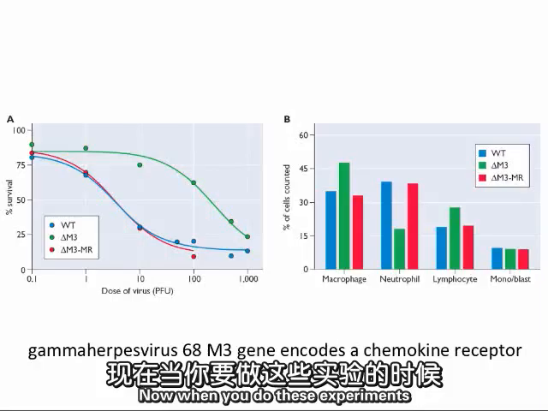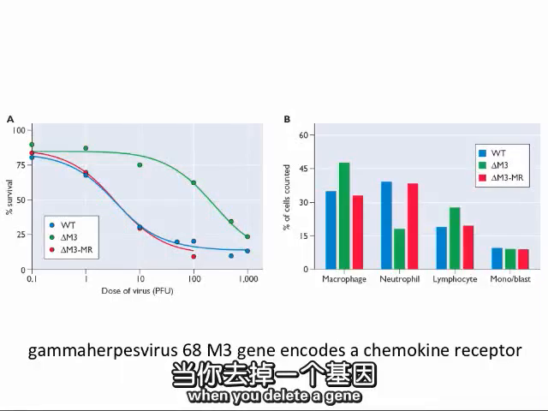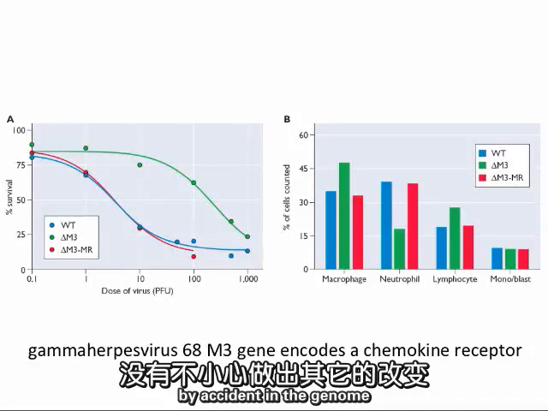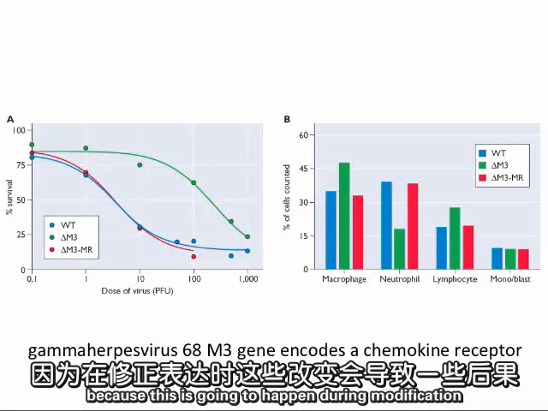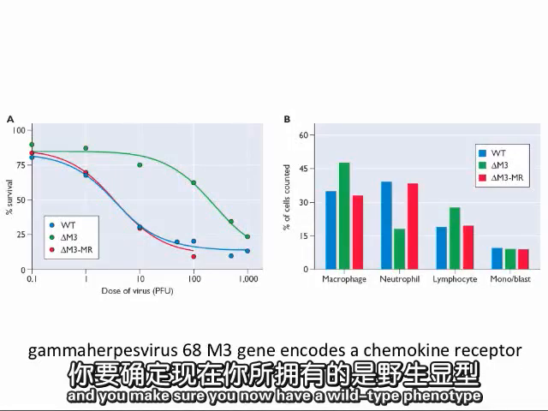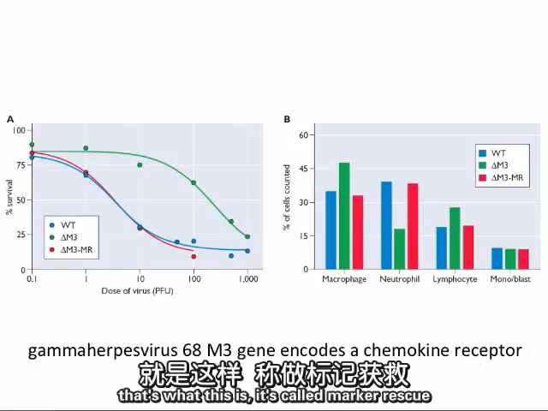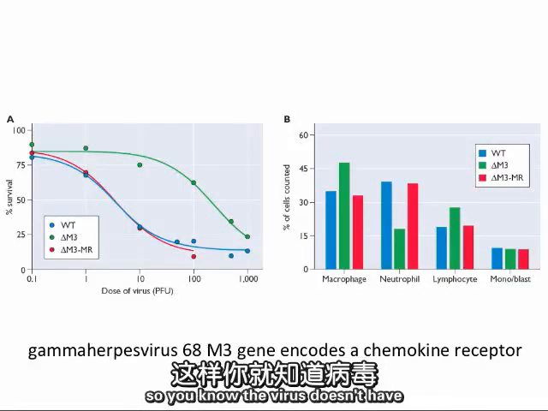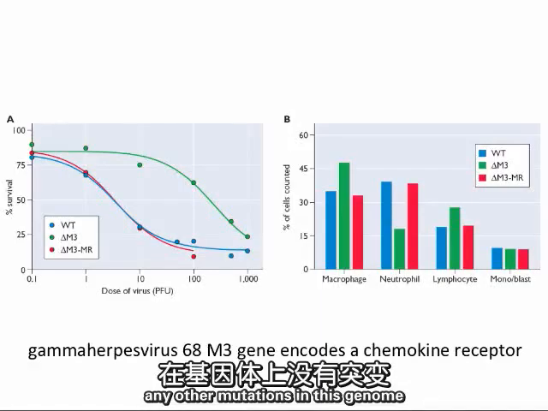Now when you do these experiments, when you delete a gene, you always want to make sure that you haven't made any other changes by accident in the genome, because this can happen during modification. So what you do is you put the gene back in, and you make sure you now have a wild-type phenotype. And that's what this is. It's called marker rescue, and that's as good as wild-type at killing mice. So you know the virus doesn't have any other mutations in its genome.